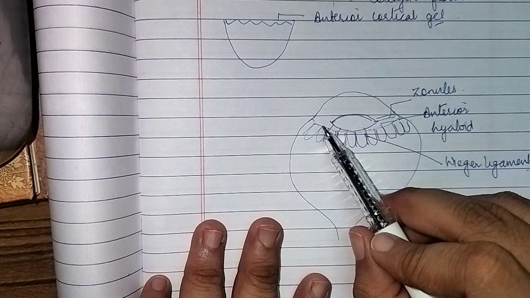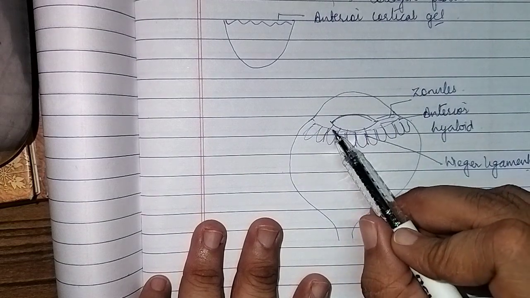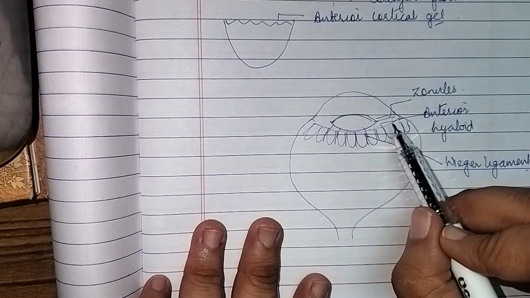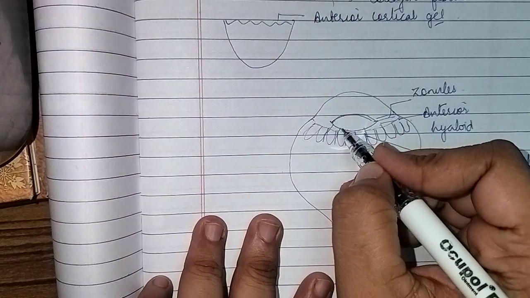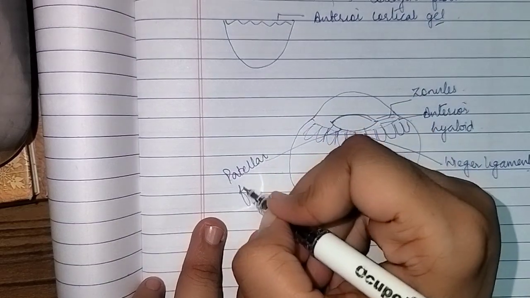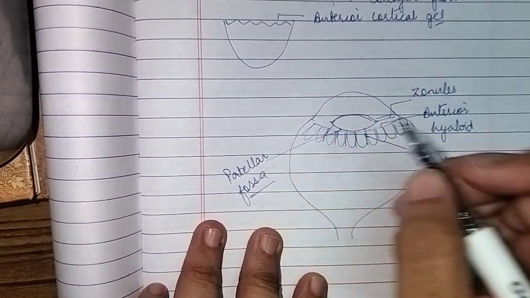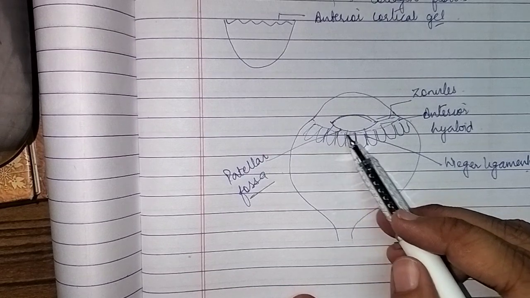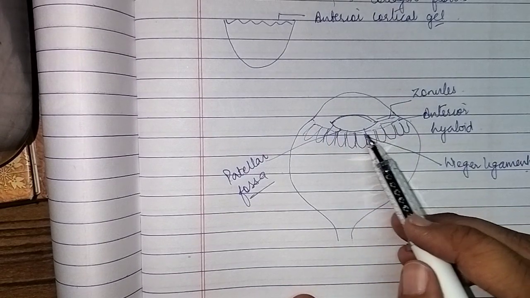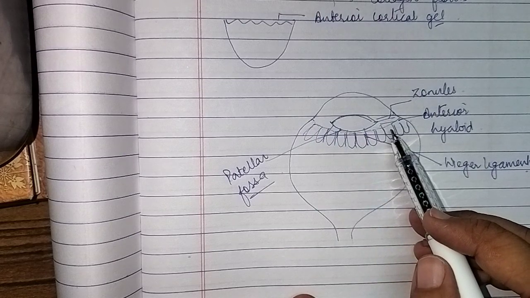Now this is the retrolental indentation. Behind the lens there is an indentation of the vitreous. This is called the patellar fossa. Because of the convex structure of the lens, there is an indentation on the anterior surface of the vitreous, and this is called the patellar fossa.